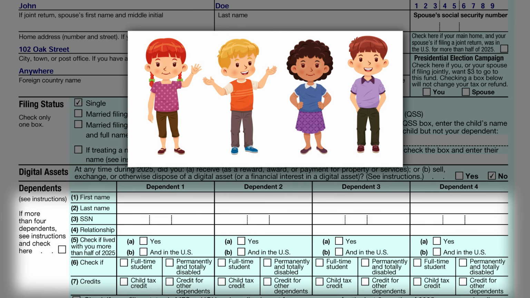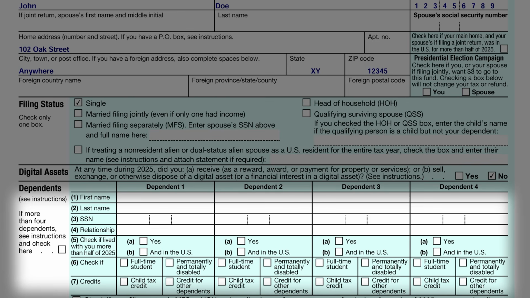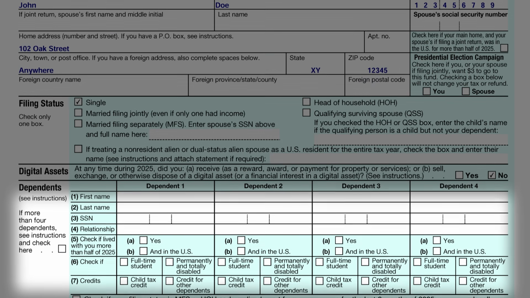John's situation is simple. He has no dependents and isn't claimed as one. If you do have dependents, be sure to list them correctly and claim any applicable credits. Now on to reporting income.